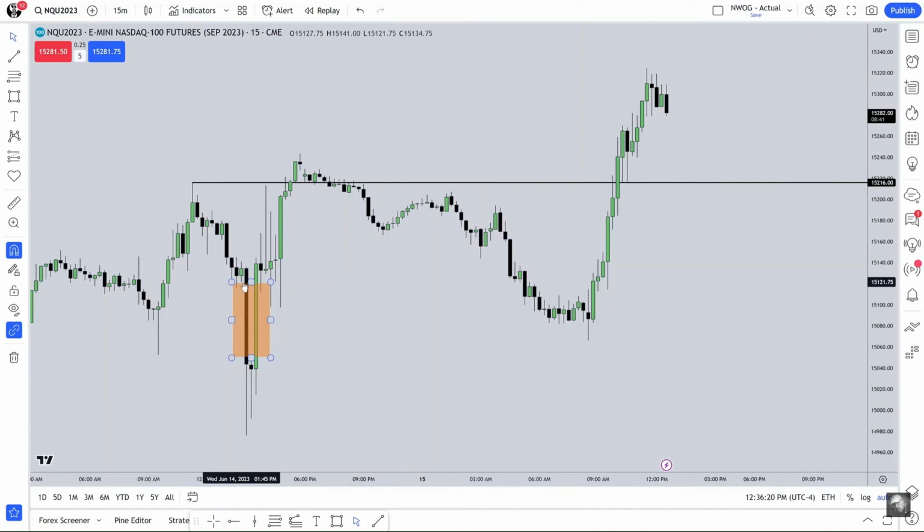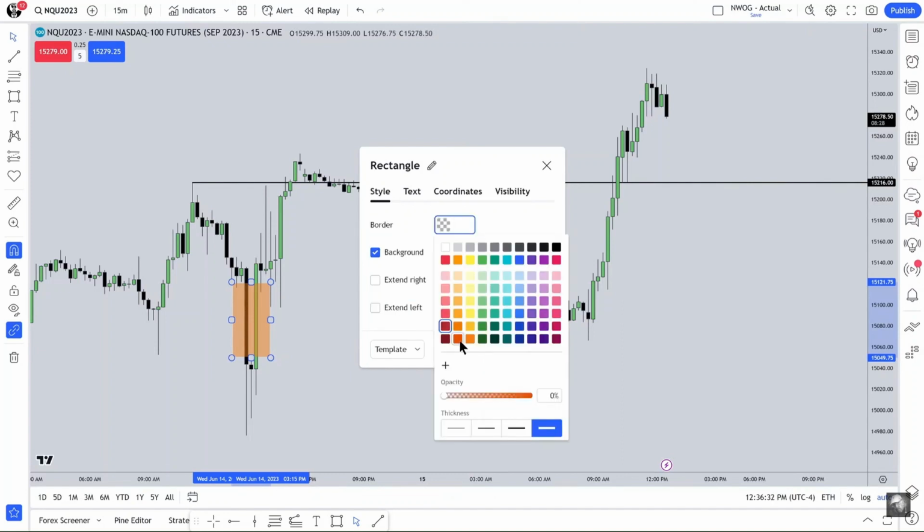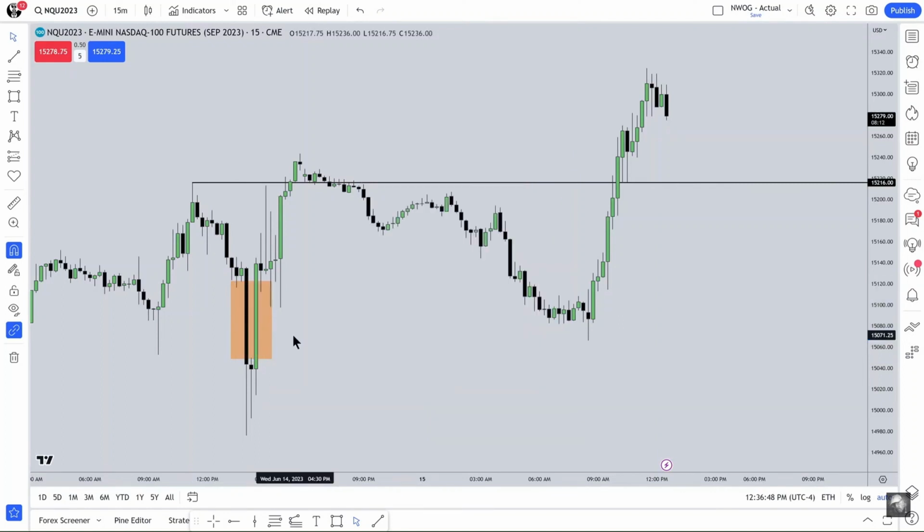I'm not sure. It must be the outline. Yeah, it is. So it's the bottom one. Bottom one, right? There you are. So that's the balanced price range here.